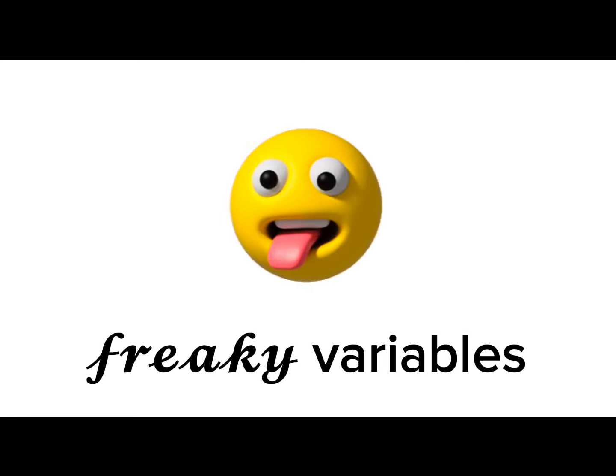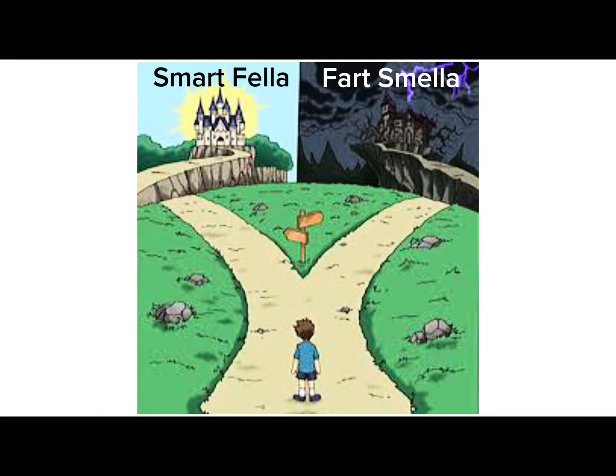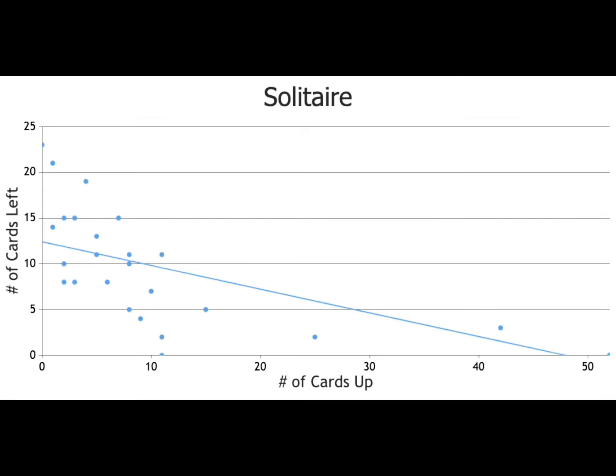Now it's time to ask if there is a relationship between the two variables, and also what direction it's going to go in. So it's going to be positive or negative. So here's the chart. As you can see, there is kind of a relationship because there's no variables in the middle, and also it's going in the negative direction. So as you get more cards up, there are going to be fewer cards in your pile.